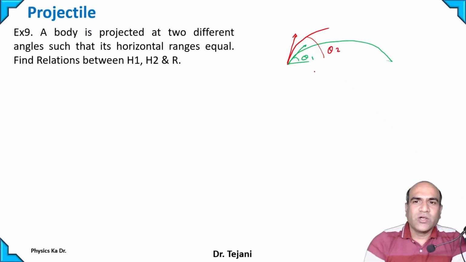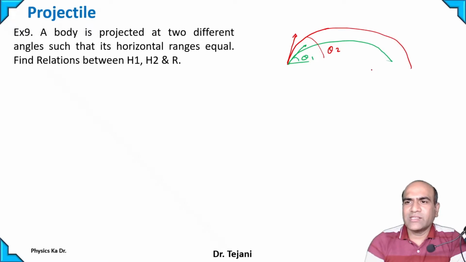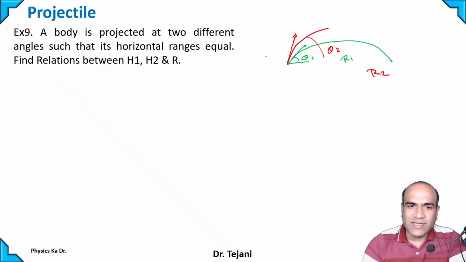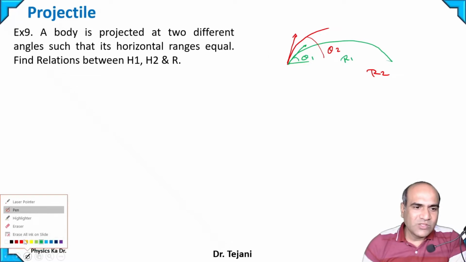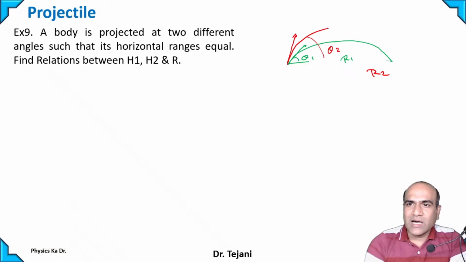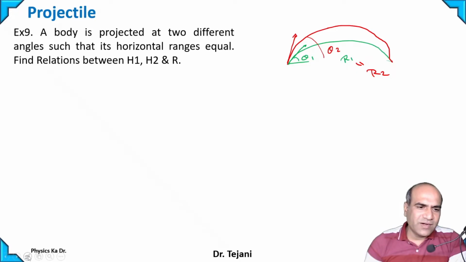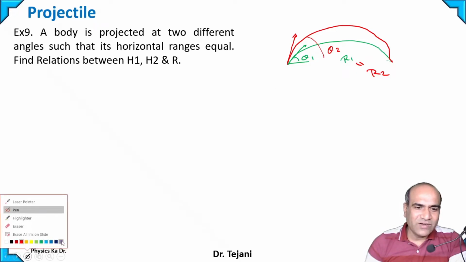So it is a body which has a range R2, and the first body, let's have the similar color, has a range R1, and such that horizontal ranges are equal. Let's make this range equal. So horizontal ranges are equal, R1 is equal to R2, and heights are different. We have different heights.